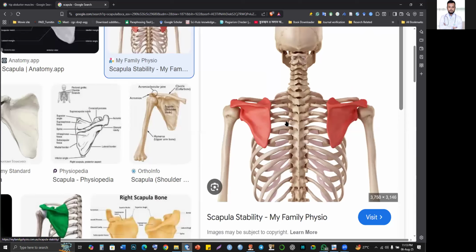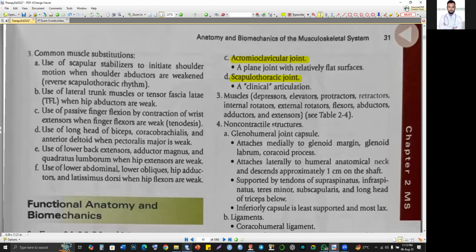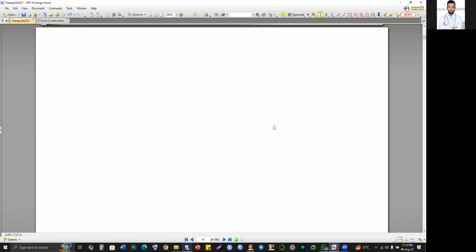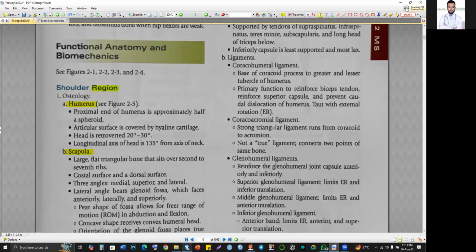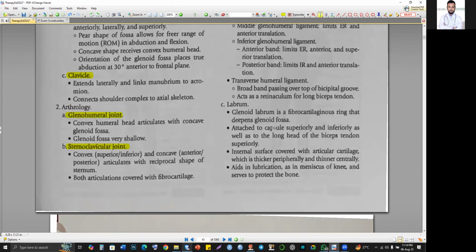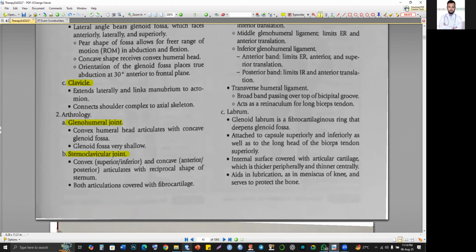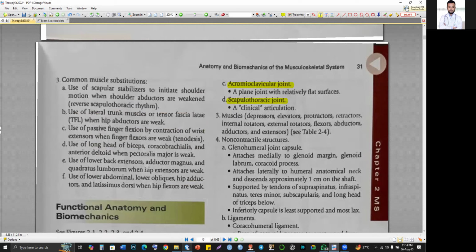This is not actually connected like other joints, but it is connected with muscles and tendons over here. So this is a kind of clinical articulation, or you can say a false articulation, not an original or true articulation like the other joints. But we include it in the shoulder girdle arthrology: the glenohumeral joint, sternoclavicular joint, and acromioclavicular joint. With these 3 joints, we also count the scapulothoracic joint as a joint of the shoulder girdle.